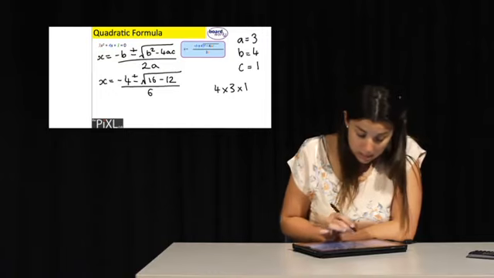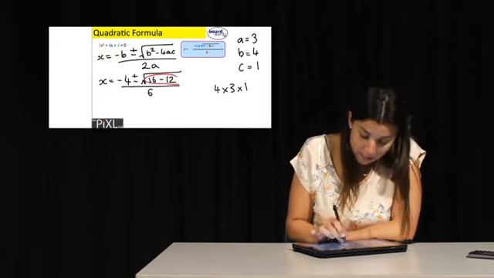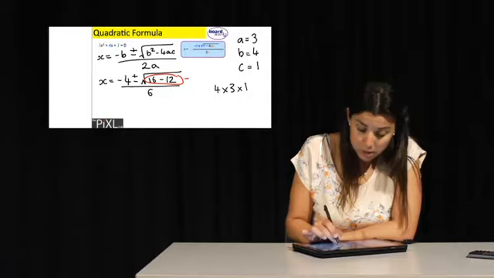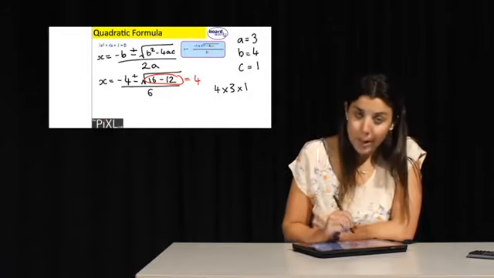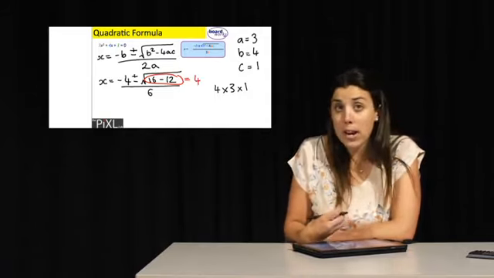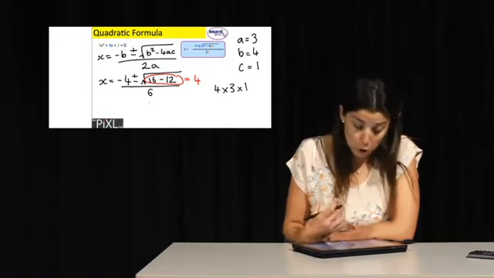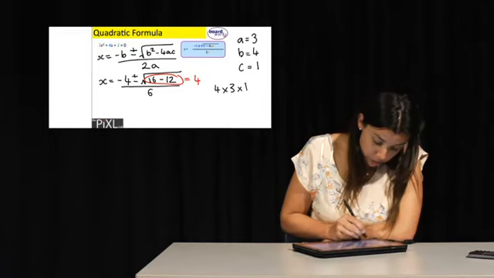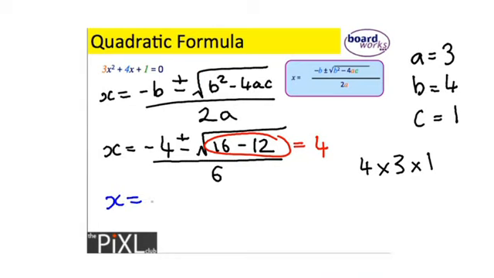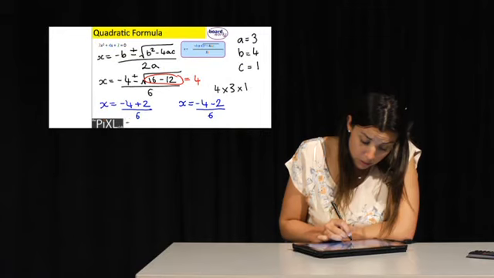Then if we simplify this, we can see here, under the square root, we have 16 take away 12, which is 4. So we have the square root of 4. In this case, we don't need a calculator. We know that 4 is a square number, so the square root of 4 is 2. So then we have our two solutions here. We have x equals minus 4, stays the same, add the square root of 4, which is 2, divided by 6. Then our other solution is x equals minus 4, stays the same, take away the square root of 4, which is 2, all divided by 6.